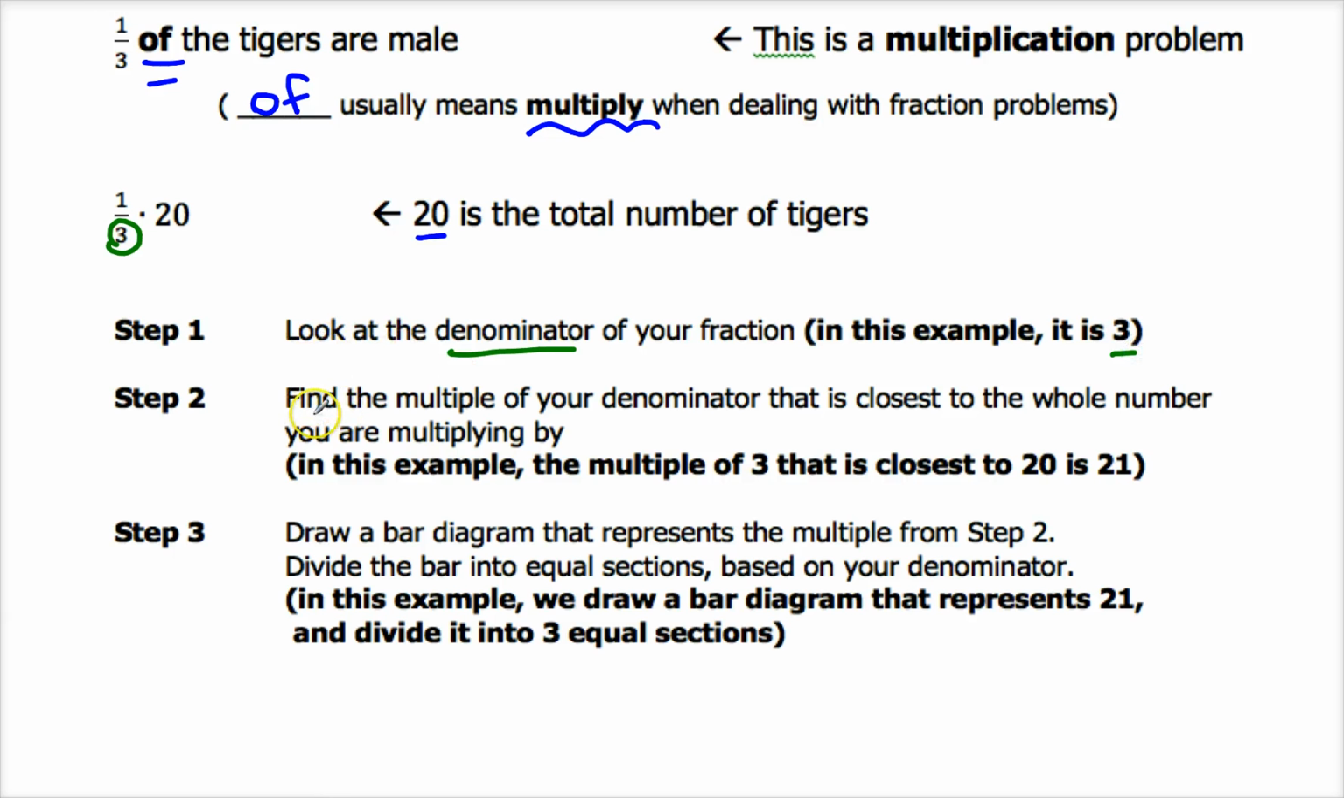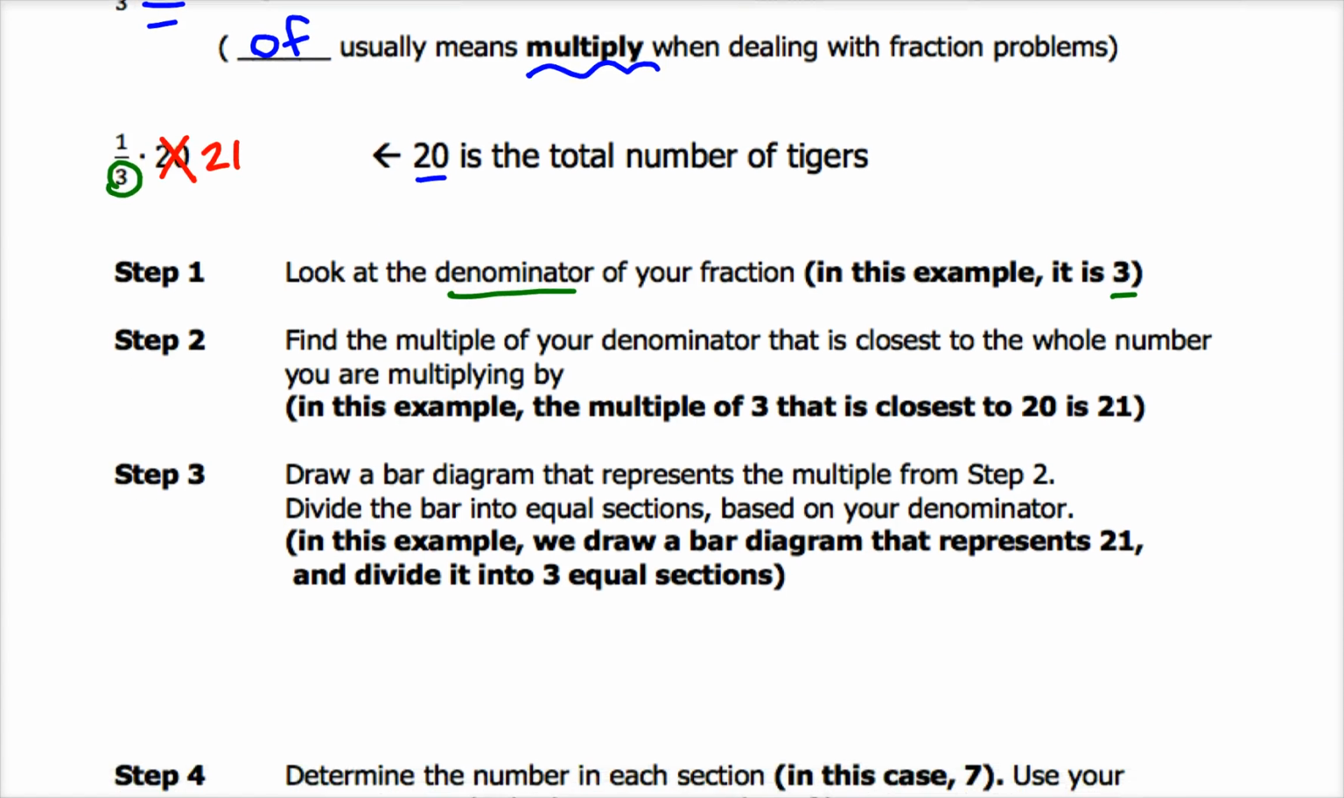And so then what I'm going to do in step 2 is find the multiple of my denominator that is closest to the whole number that I'm multiplying by. So here's what that means. I'm multiplying this fraction 1/3 by 20. 20 is not a multiple of 3. But 21 is a multiple of 3, okay, and 21 is pretty close to 20, so in order to estimate this answer, I'm going to change my 20 to a 21, okay?